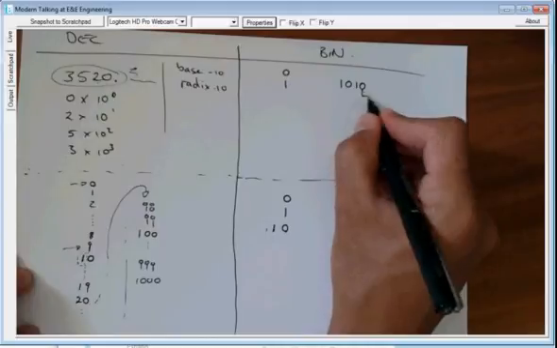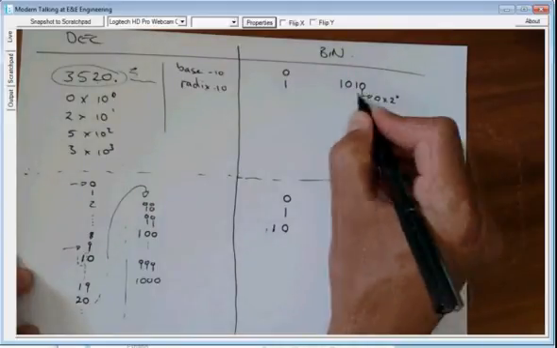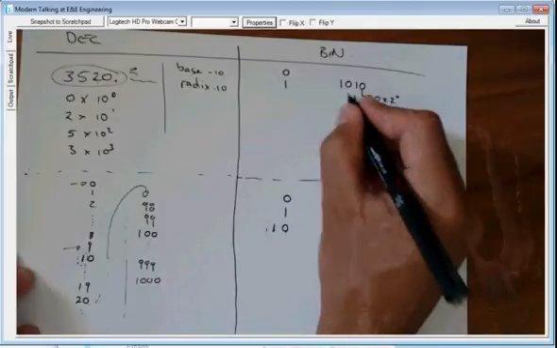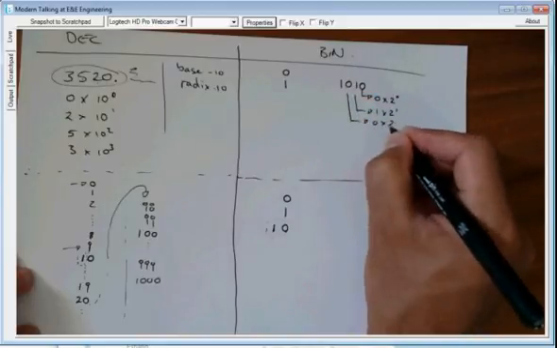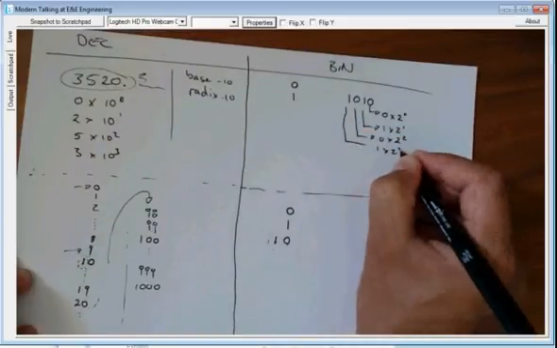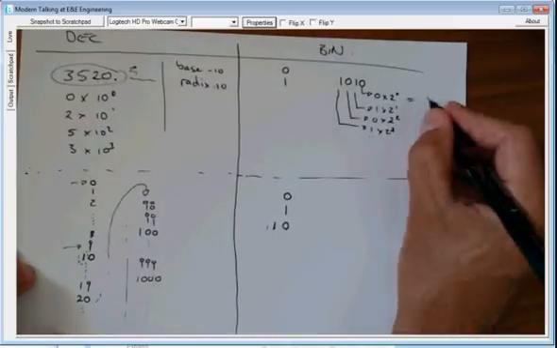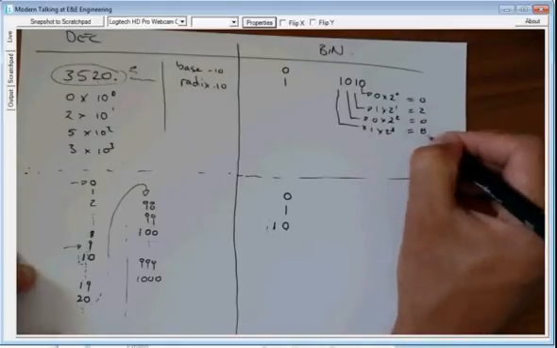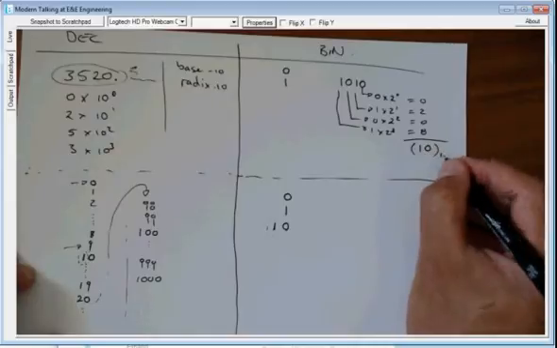So that there would be 0 times 2 to the power 0. That there would represent 1 times 2 to the power 1. That there would represent 0 times 2 to the power 2. And that there would be 1 times 2 to the power 3. So if you add all of it up, this is equal to 0, this is equal to 2, this is equal to 0, this is equal to 8. If you add all of it up, it's equal to 10.